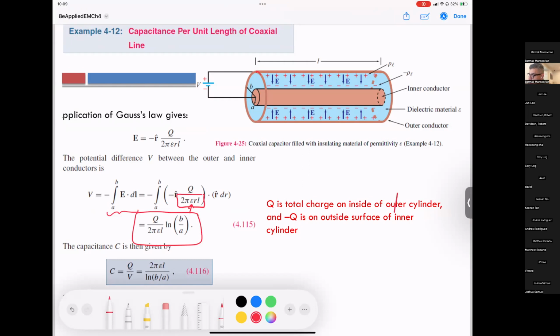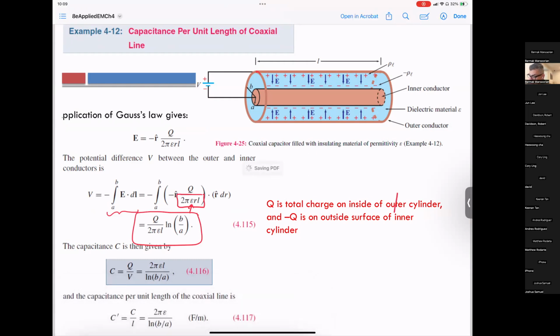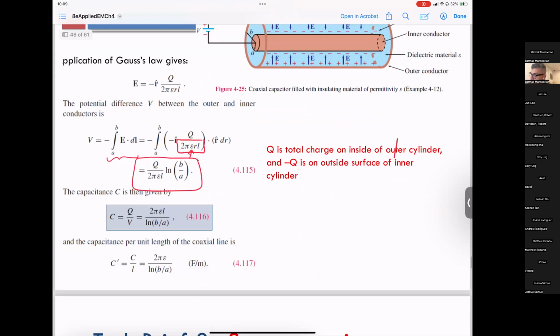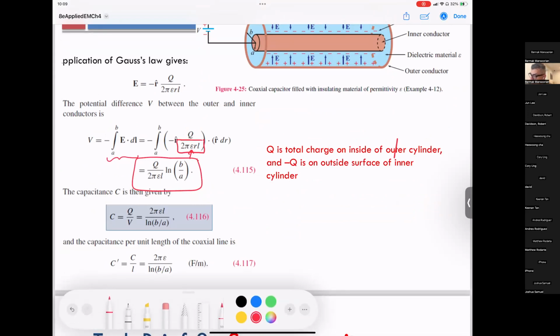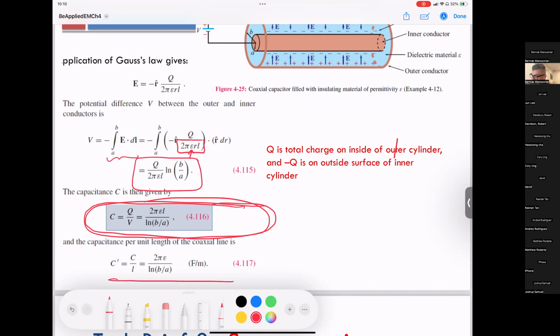And then same with the capacitance. So same with the charge. And basically you end up with this equation, which is harder to remember, but it's good to be aware of this equation for the capacitance of a coaxial line. And then you can also get the capacitance per unit length, which is generally what you need for your calculation. All right, guys, so this is where I wanted to get to today.